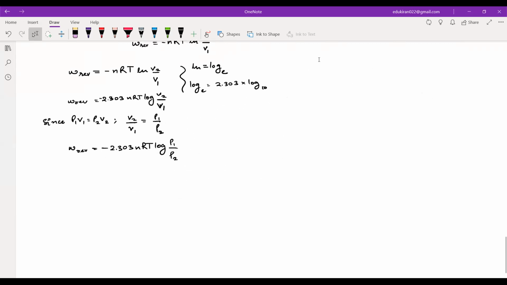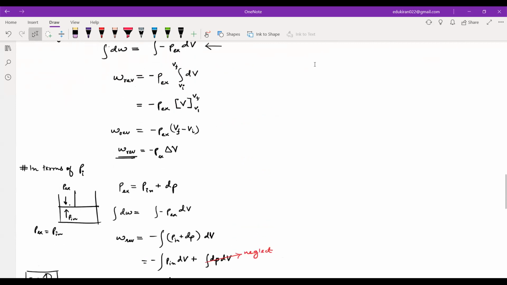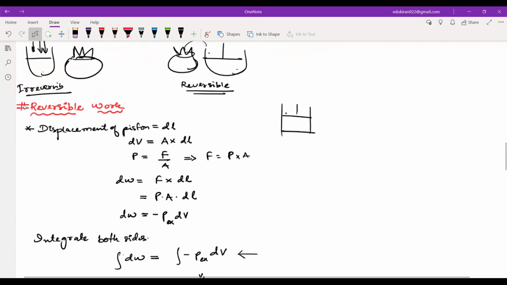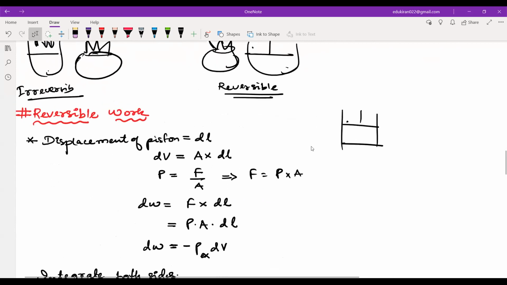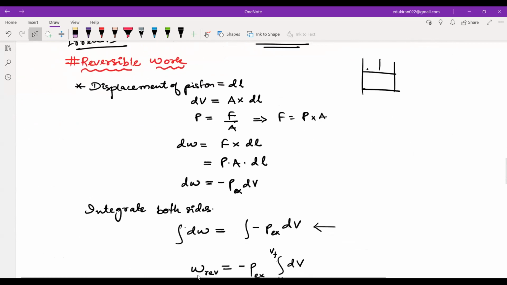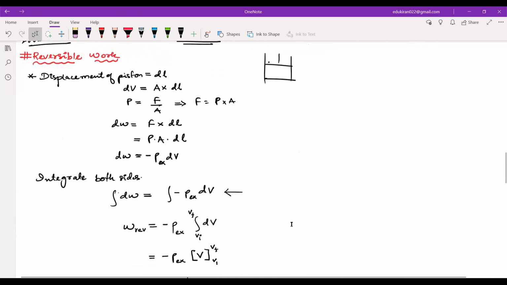Okay, so we have done a long derivation here. What you need to do is write this derivation down right now, for reversible work. That will be better. Slowly write it down. If you have any doubt, we can spend some time here. Then we will also do some questions, and while doing the questions, it will be clear.